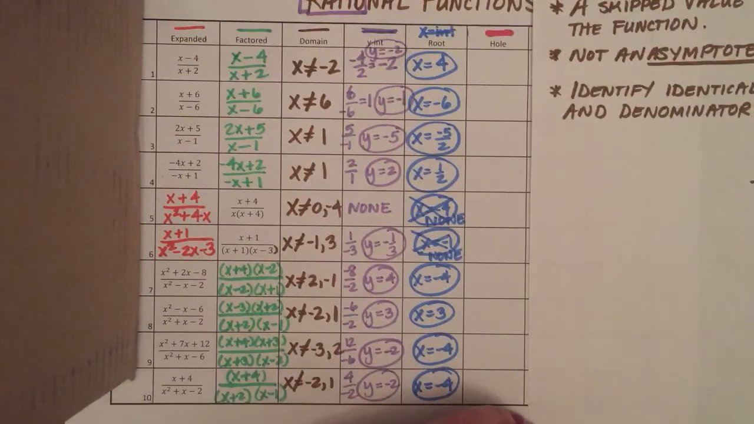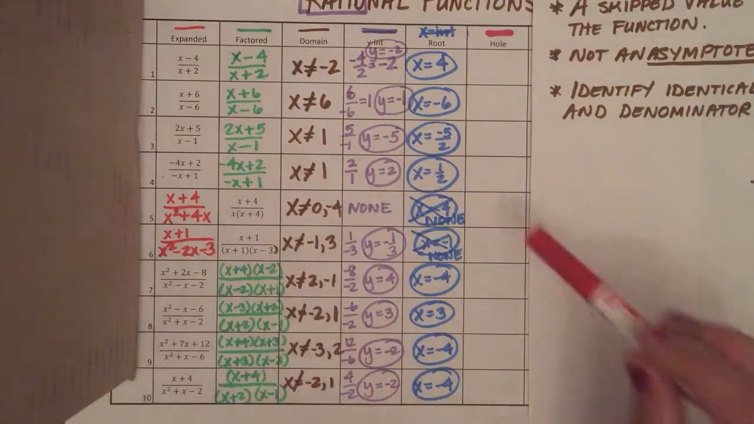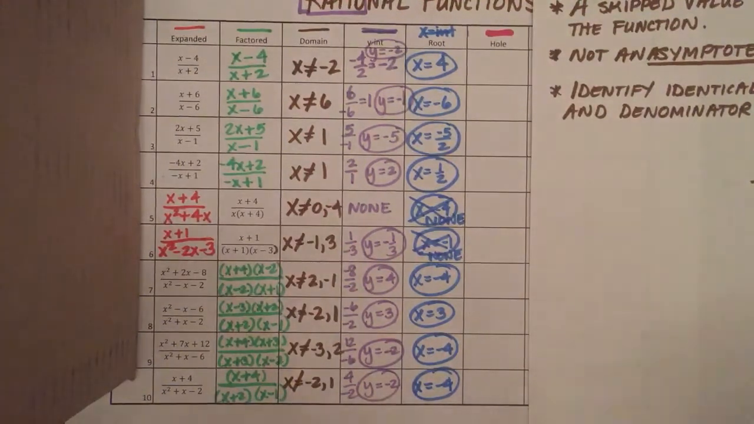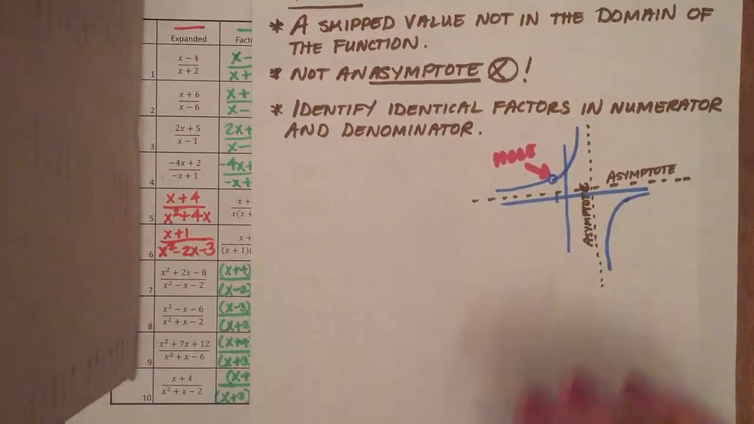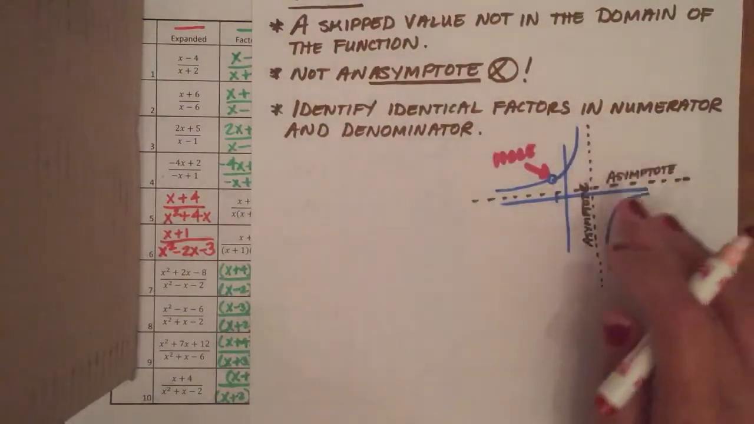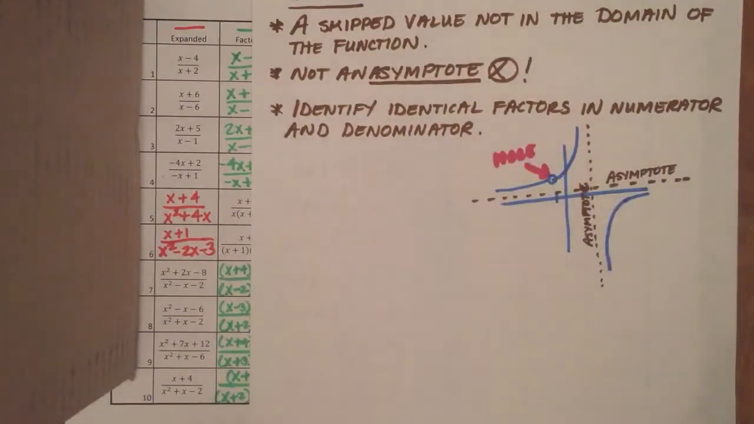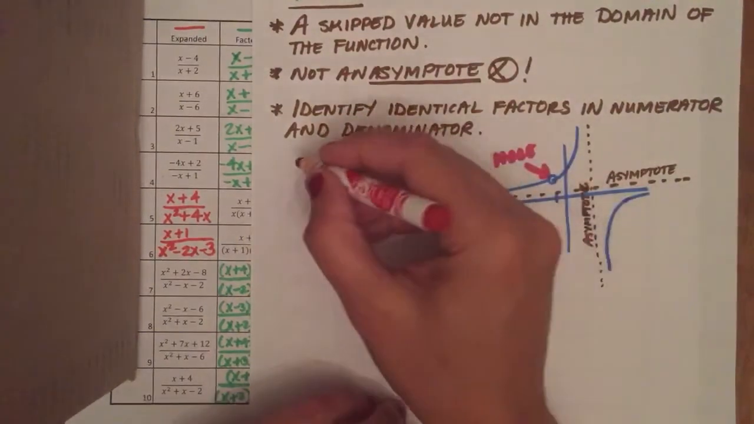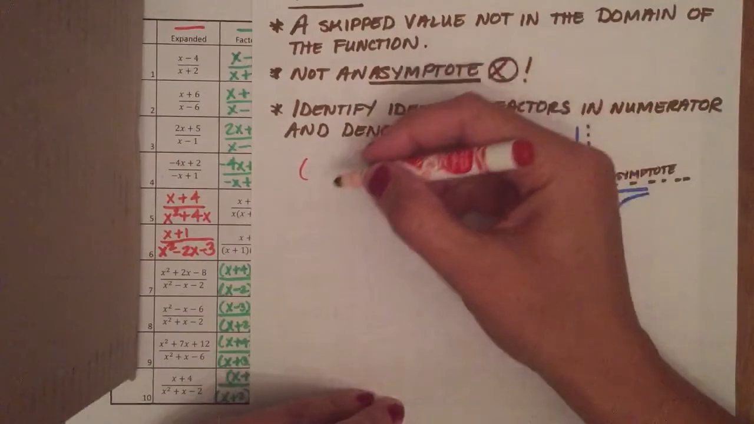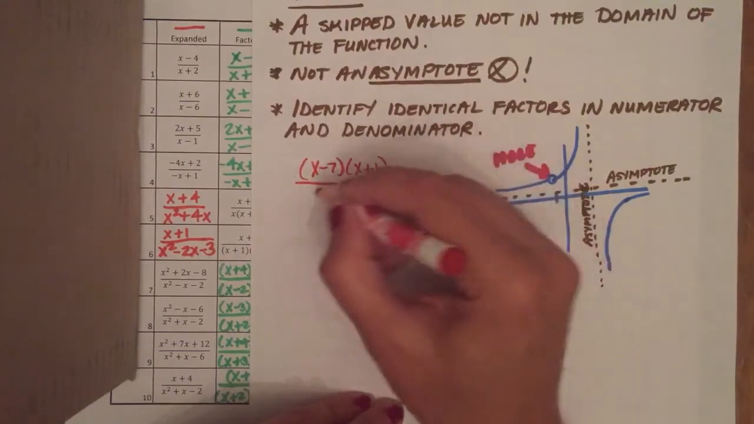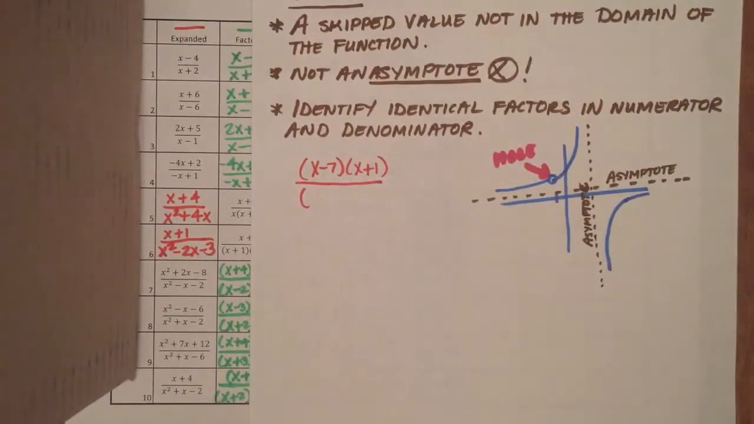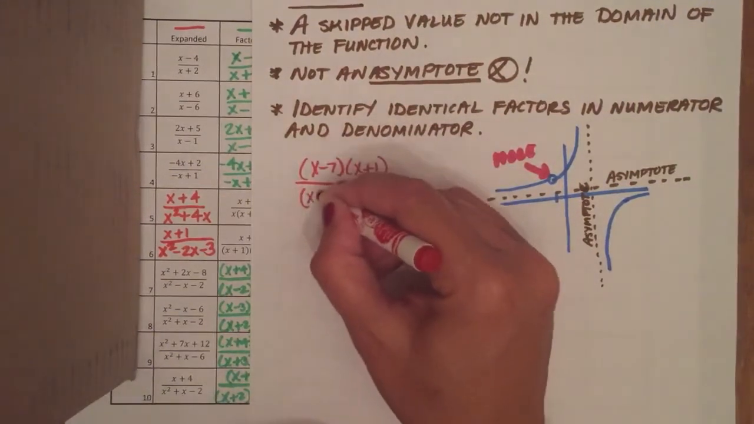Now for the holes, I was going to use orange, I apologize, but the marker's a little crazy. So let's look at how you find a hole. For holes, the easy way to find them is you identify identical factors in the numerator and the denominator. So for example, this function that I graphed here was x minus 7 times x plus 1 over x plus 1 times x minus 2.